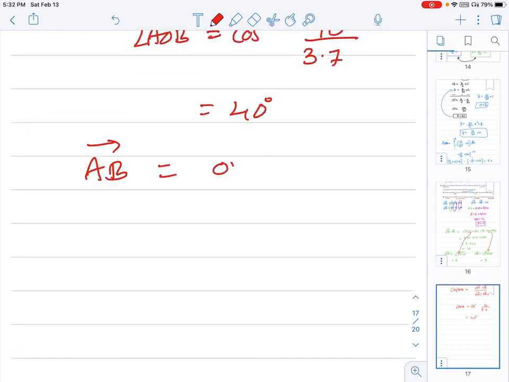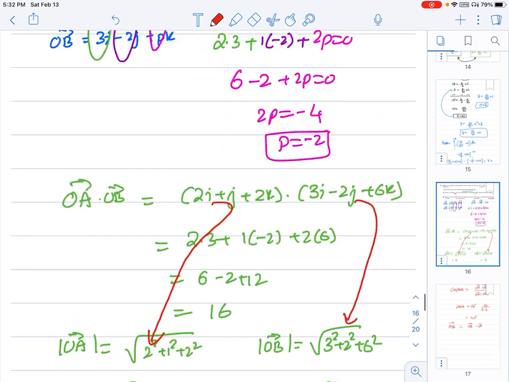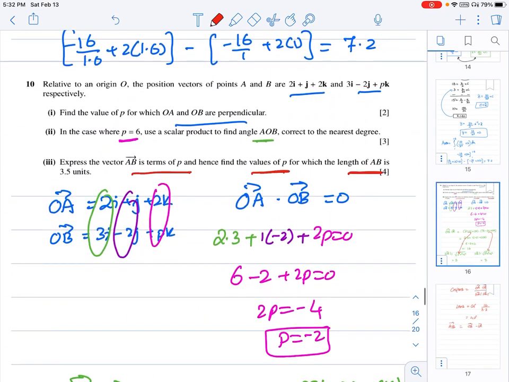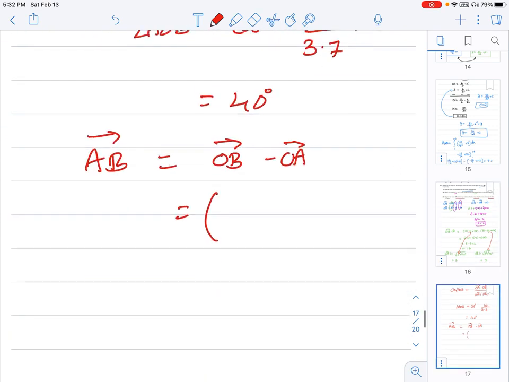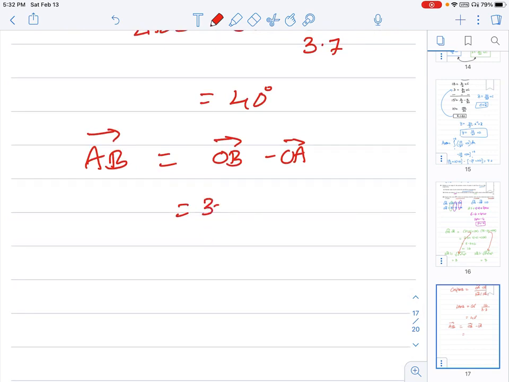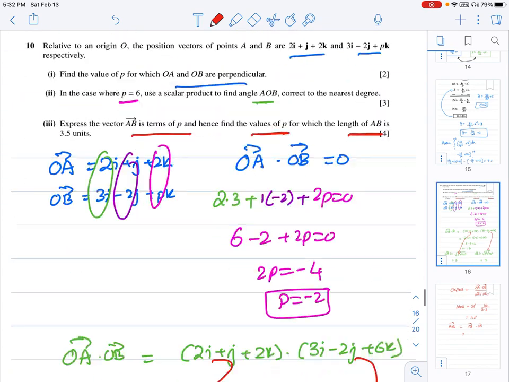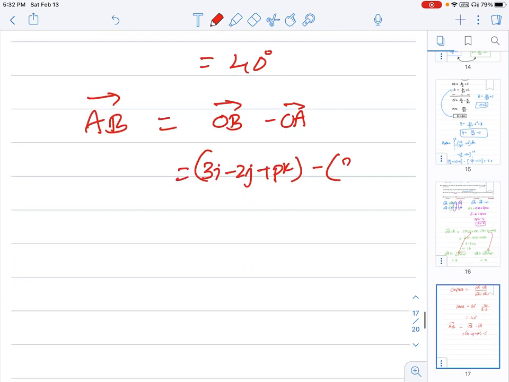AB. What do I mean by AB? OB minus OA. OB is 3i minus 2j plus pk, minus OA, 2i plus j plus 2k. So when I simplify, it becomes i minus 3j plus (p minus 2)k.